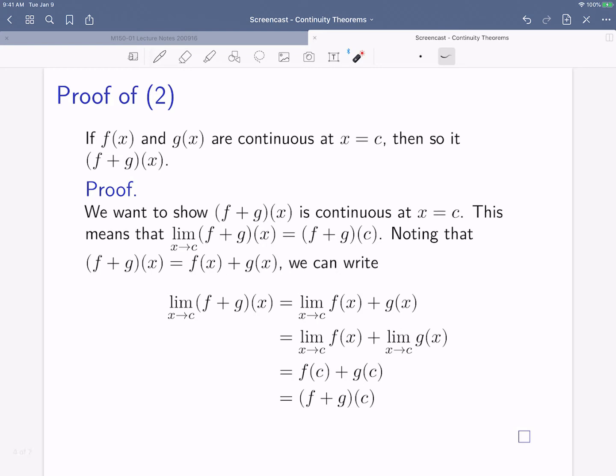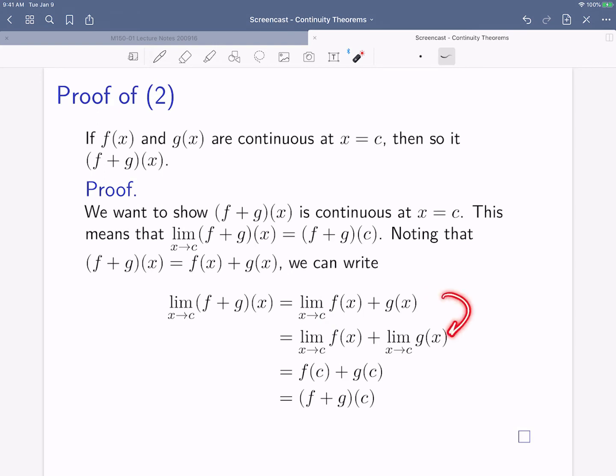Here's the proof of the second statement, that if f and g are continuous at a point, then so is f plus g. So let's prove that f plus g is continuous at x equals c. This means, according to the definition of continuity, that if I take the limit as x goes to c of f plus g of x, it has that value. That's what I want to prove. So noting that f plus g is defined pointwise in this way, as I remarked before, we can write the left-hand side of the limit we're interested in. Now I'm going to use the pointwise definition of the sum function f plus g, and yes, there are parentheses there.